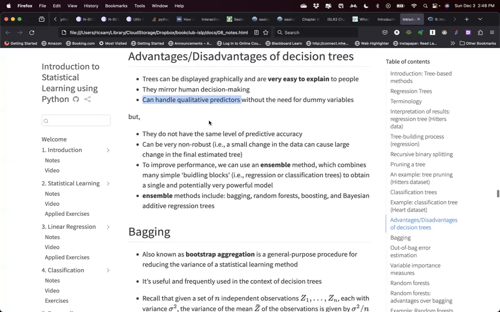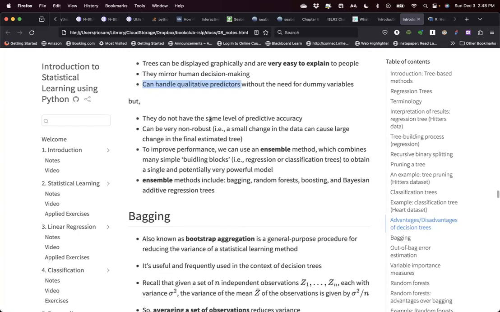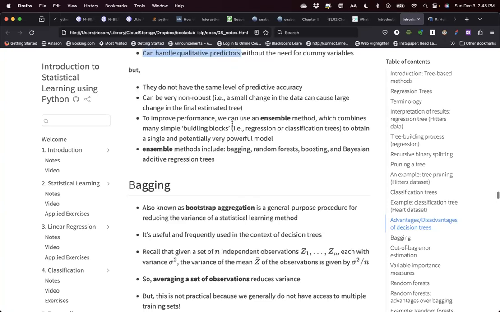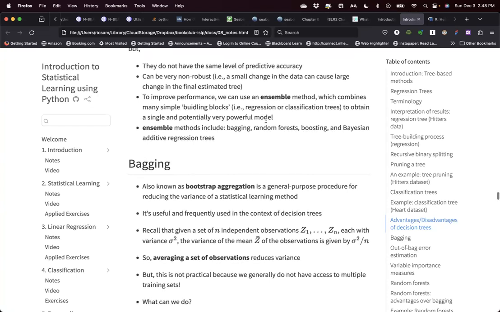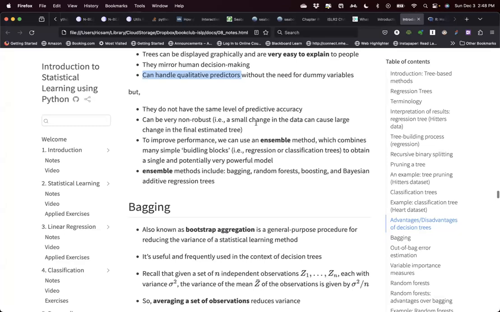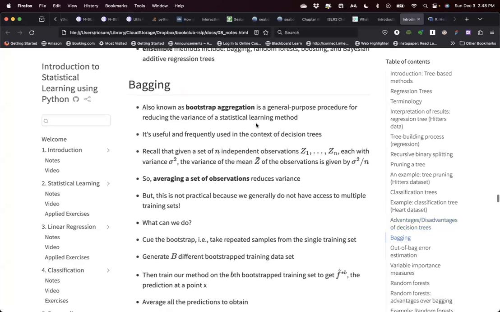Of course, there are some disadvantages. That's why we usually don't use a decision tree as our top model. They don't have the same level of predictive accuracy. They can be non-robust. In other words, small changes in data can cause large changes in the estimated tree. We need an ensemble method to improve it, right? And it doesn't say it there, but the problem of overfitting is always present in decision trees. Okay, so any comments, questions?